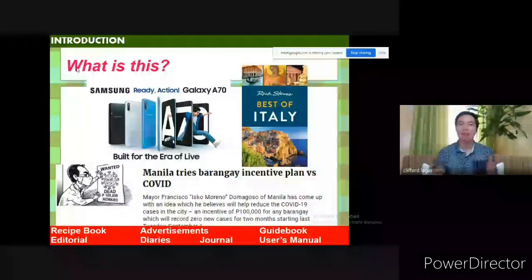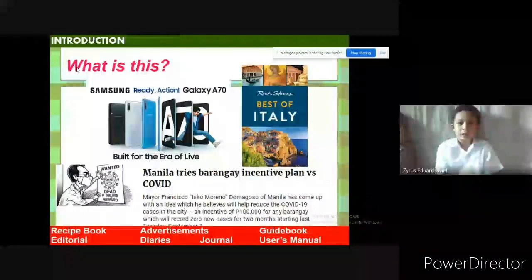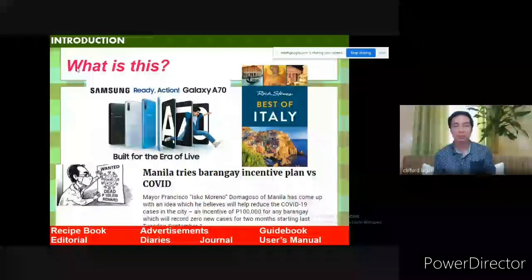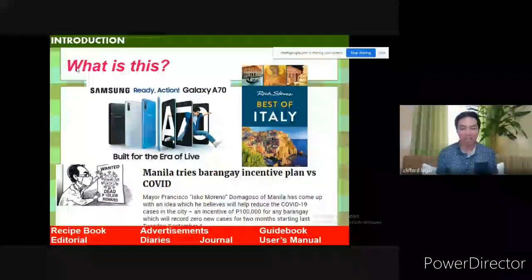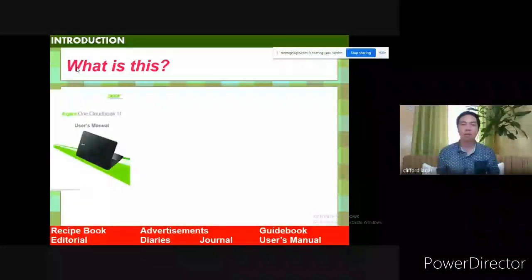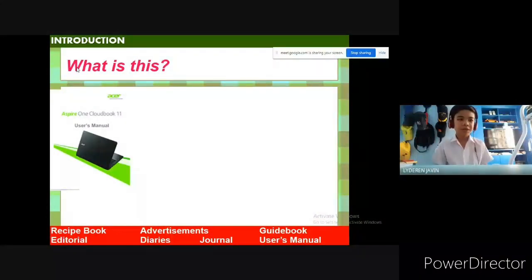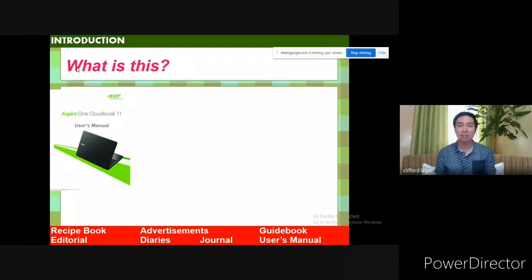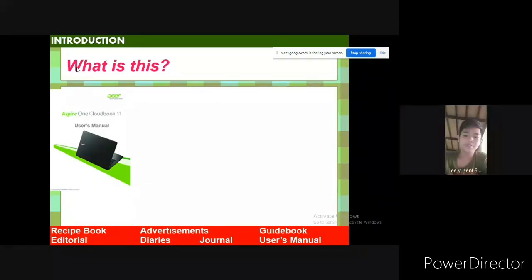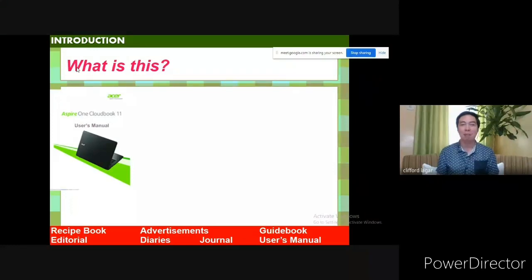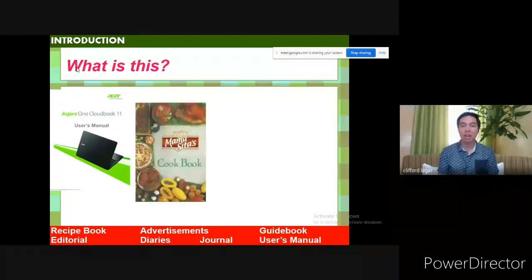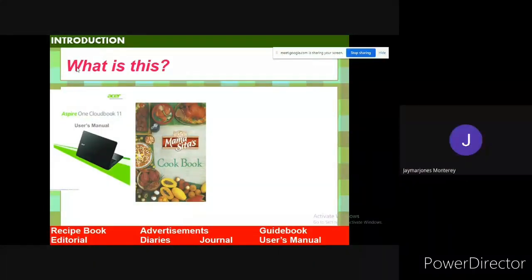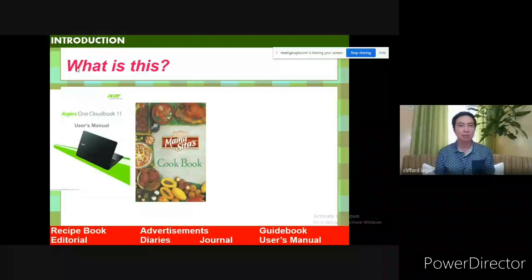Now, the third one, the best of Italy. Yes, Cyrus. Guidebook, sir. So this is an example of a guidebook or a travel guide. Very good. Now, the fourth picture. Okay, Lee, please go on. It's user manual, sir. Correct. So this is an example of user's manual. Very good. Now, Mamacita's cookbook. Okay, Shira. Recipe book, sir. Okay, that's an example of a recipe book.